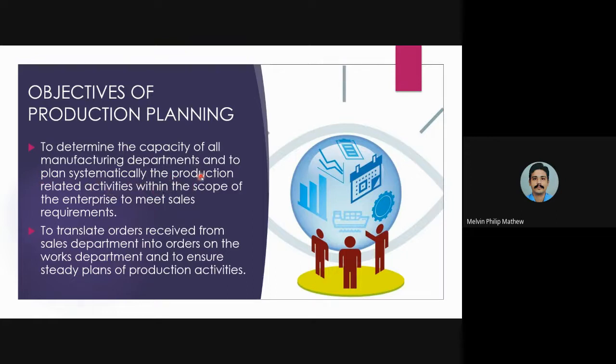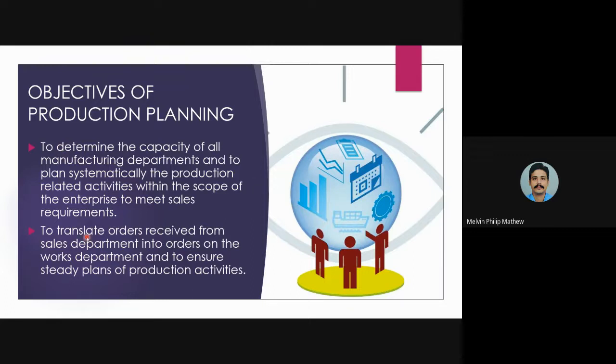We have to plan the production related activities according to the demand, and for that purpose we are determining the capacity of all manufacturing departments. So the manufacturing departments will be the designing department, the prototype testing department, the production department, inventory control. These are all coming under manufacturing departments.